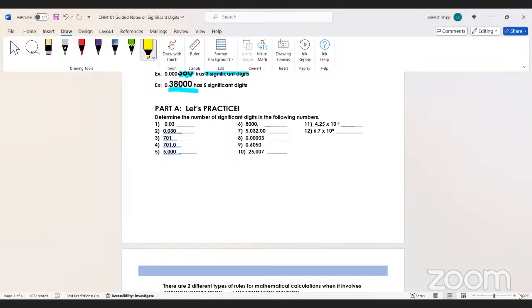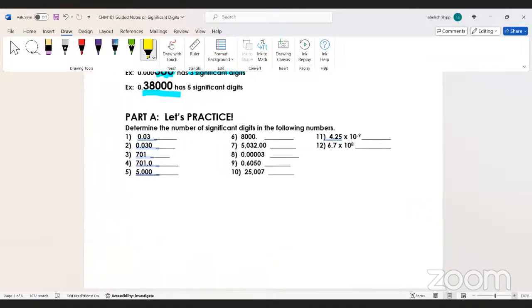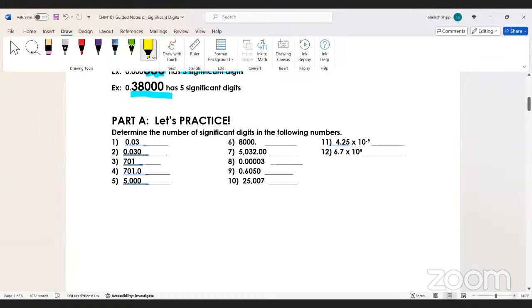Now, let's do a couple of examples right here so we can see if we're all on the same page. Okay. So you all know, since this is in Microsoft Word, they always make these little blue lines. So just ignore that. Just look at the number itself. We have 0.03. How many significant digits do you see? In this case, there's only 1. And the significant digit is that 3 right there, because the zeros that come in front do not count.